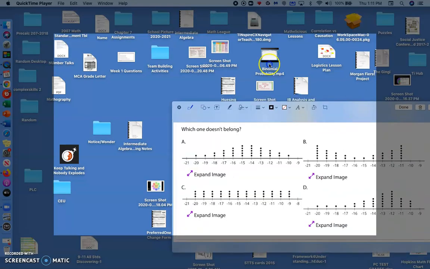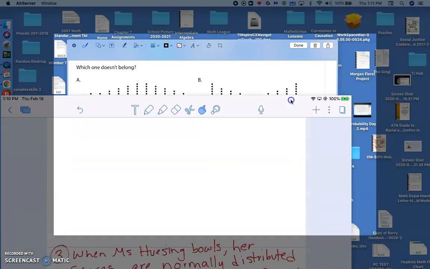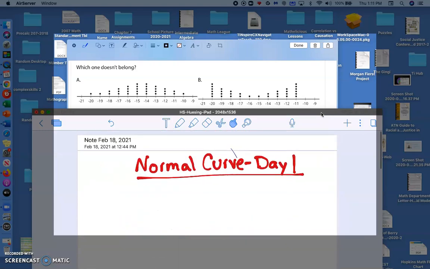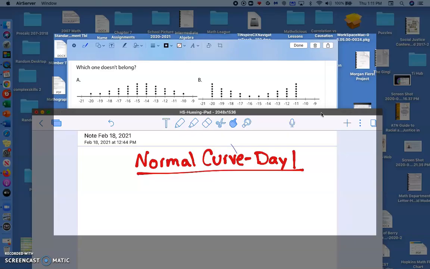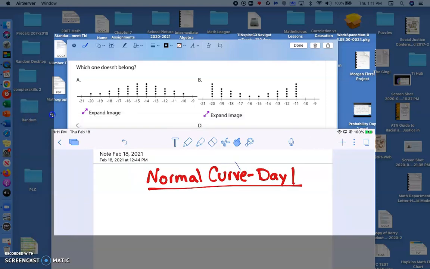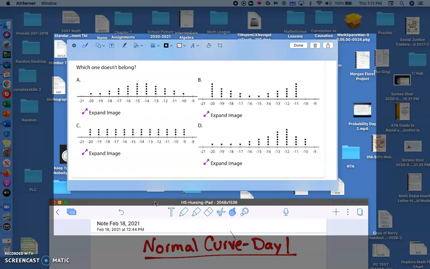Hello, so today we're going to take a look at, let me get this screen over here. We are going to be taking a look at the normal curve day 1. So let's have you write that in your notebook, normal curve day 1. And then the first thing I'm going to ask you guys to do is, you don't have to copy this down, but I want you guys to take a look at this image and, in yourself or share in the chat, which one doesn't belong, and think to yourself why.